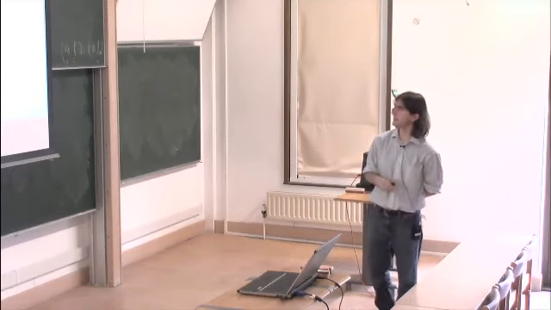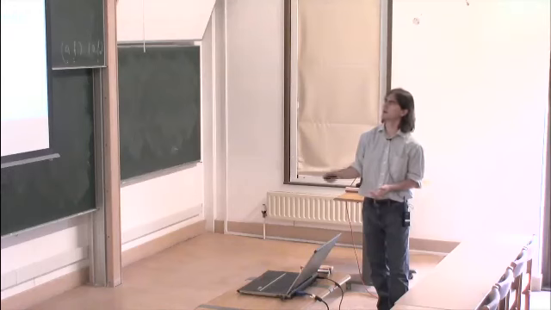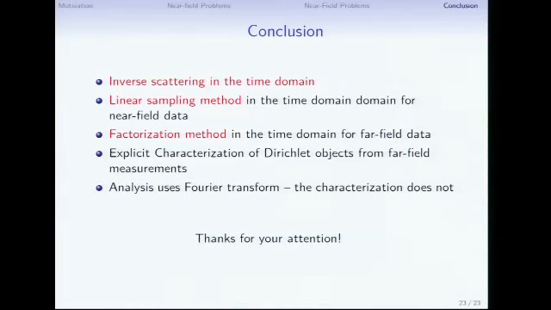Anyway, to conclude, we looked at inverse scattering in the time domain. I hope I convinced you that there are nice structures appearing that resemble the structures that you know from the time harmonic regime. You can do the linear sampling method in the near field regime. You can't do factorization because there's not enough structure. This self-adjoint structure does not hold, it's not there. You can do a factorization method in the far field regime because there you get back these self-adjoint structures, and then you can do this explicit characterization.